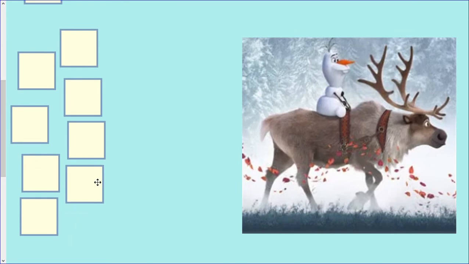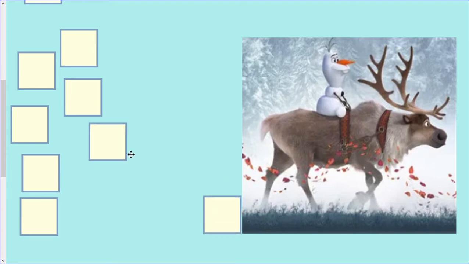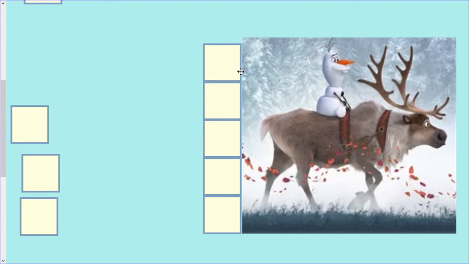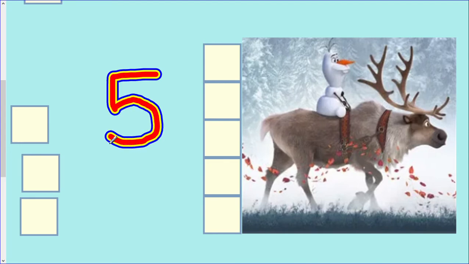Okay, now if we scroll down, we've got Olaf riding Sven. Okay, let's see how many bricks tall these guys are. So remember, line it up at the bottom. 1, 2, 3, 4, and 5. 5 and a little bit. So is that more, less, or the same as the Christmas tree? It's the same. Let's draw another 5 across, down and around the hook.